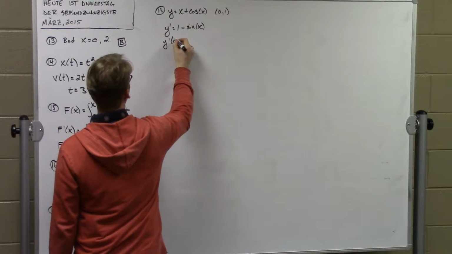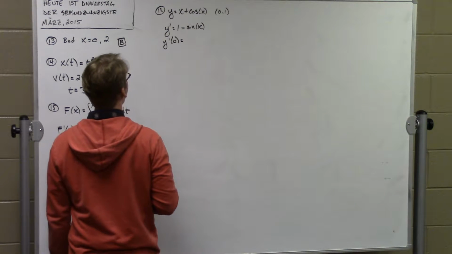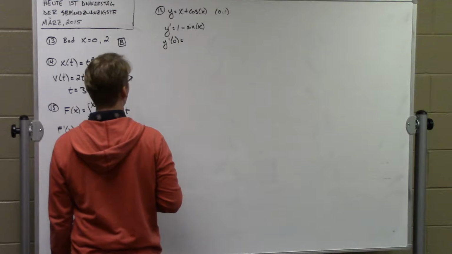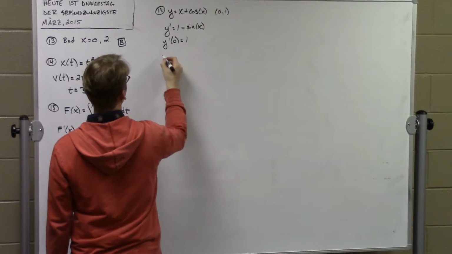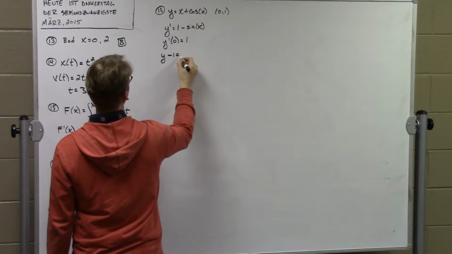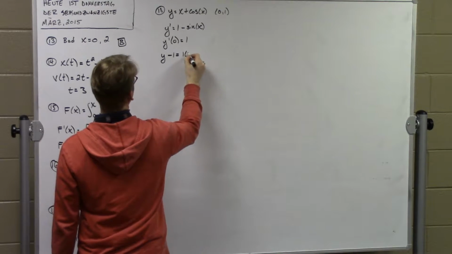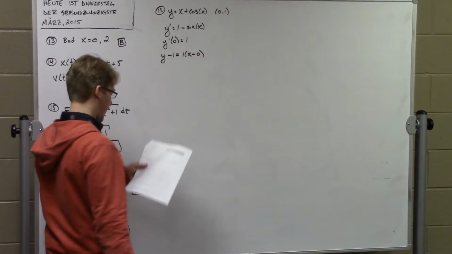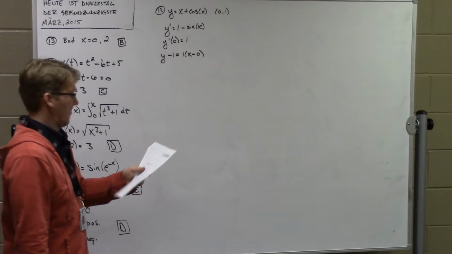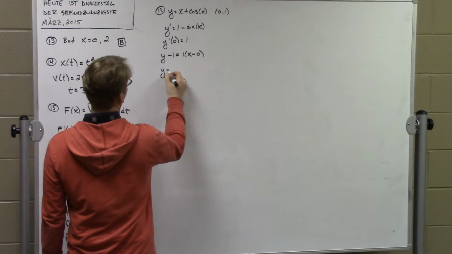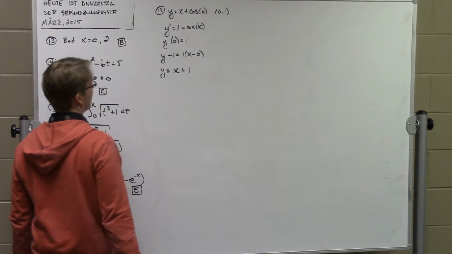0. Okay, 1, yeah, sine of 0 is 0, so 1. My equation is gonna be y minus 1 equals 1 times x minus 0, point-slope form, it's no big deal, whatever. So we get y equals x plus 1.